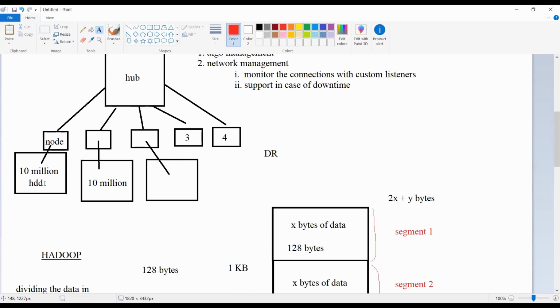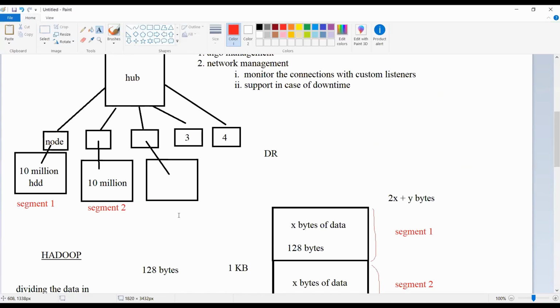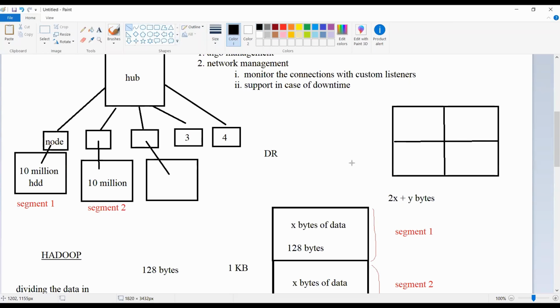So this is our segment 1 lying over here, and here we have our segment 2. We are pushing the same algorithm on segment 1 and segment 2. We are not going for different algorithms. Now, these hard disks are also broken into multiple parts. Understand this properly: each of these hard disks is broken into multiple parts.